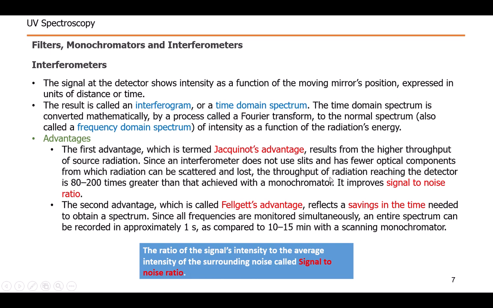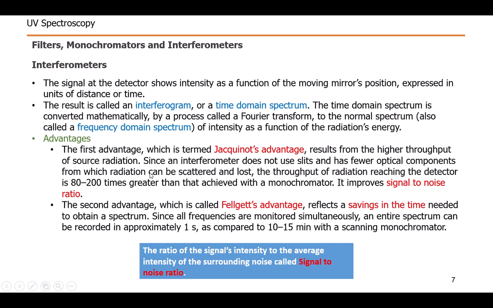The throughput is 80 to 200 times greater than that of a monochromator, and it improves the signal to noise ratio. The second advantage is also called the Felgett advantage. It is the saving in time, because it uses the whole spectrum. Since all frequencies are monitored simultaneously, the entire spectrum can be recorded in approximately 1 second, while the time taken in the case of a scanning monochromator was 10 to 15 minutes. So it is much more rapid to get the spectrum of a sample.